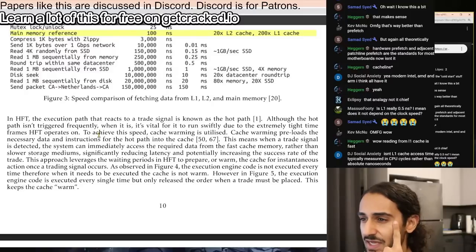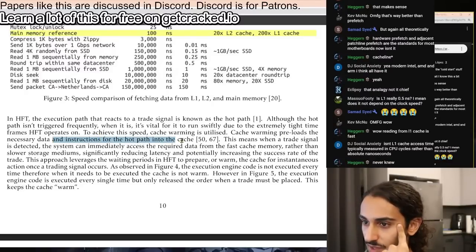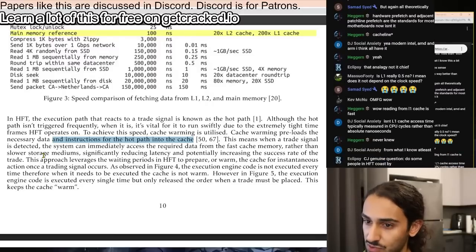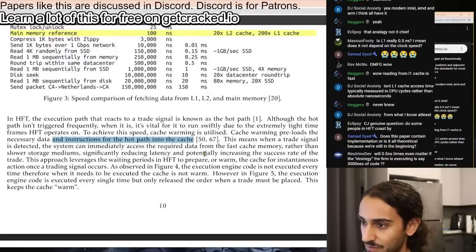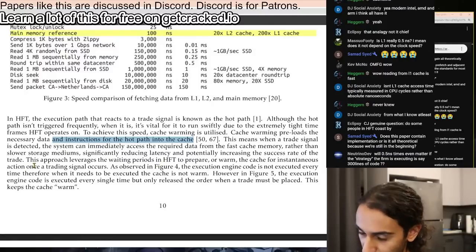To achieve this speed, cache warming is utilized. Cache warming preloads the necessary data and instructions for the hot path into cache. This means when a trade signal is detected, the system can immediately access the required data from the fast cache memory rather than slower storage mediums, significantly reducing latency and potentially increasing the success rate of the trade. This approach leverages the waiting period in HFT to prepare, or warm, the cache for instantaneous action once a trading signal occurs.